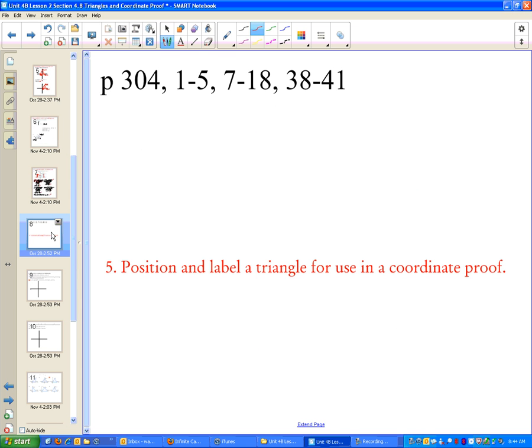Here's going to be our assignment. 1 through 5, we've done 5. We just did it together. 7 through 18 and 38 through 41 on page 304.